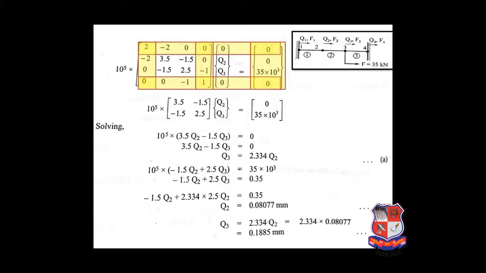Q2 is equal to 0.08077 mm, as well as Q3 is equal to 0.1885 mm. So this is the displacement at node Q2 and node Q3. Similarly, this formulation we are utilizing for the reaction. So we know that the reaction R is equal to KQ minus F.